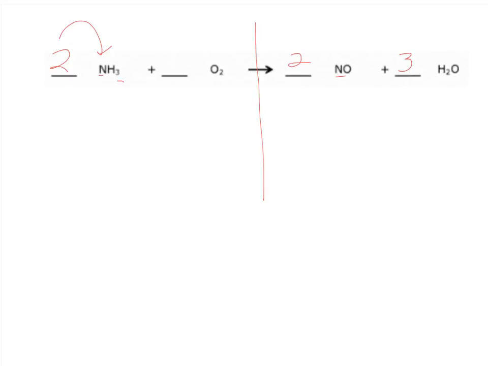All that's left is oxygen. I have 2 oxygen here. I have 2 plus the 3 from this side, which is 5. Okay. Now I have 2 here, so I can't do half of a molecule. So when this happens, if you can't divide into a whole number, just go back and double everything.